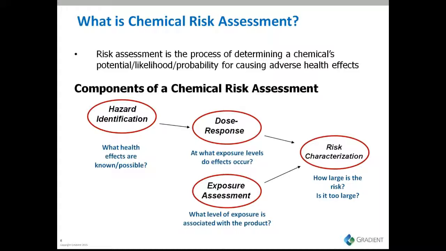The first part is hazard identification, where we basically look to see what health effects are known, what health effects are possible. It's a very broad type of question. What could possibly occur? Once we get through that stage, then we start looking a little more carefully and say, well, at what exposure levels do those effects occur? That's the dose-response assessment.